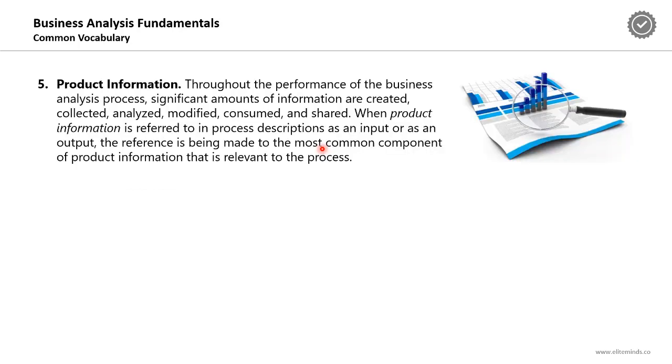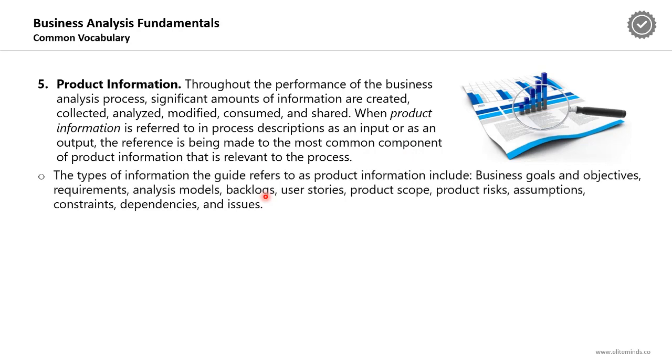Another term in the common vocabulary lecture is product information. So we have product requirements and product information, two terms that are different and that will be used frequently in this section. Throughout the performance of the business analysis process, significant amounts of information are created, collected, analyzed, modified, consumed, and shared. It's not only the product requirements. When product information is referred to in process descriptions as an input or as an output, the reference is being made to the most common component of product information that is relevant to the process we are doing.